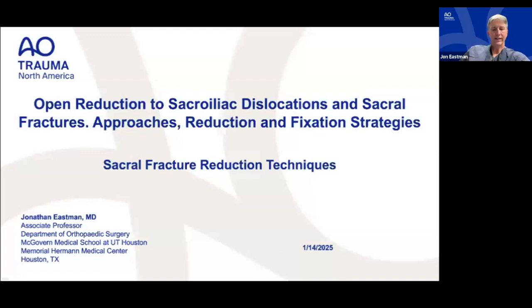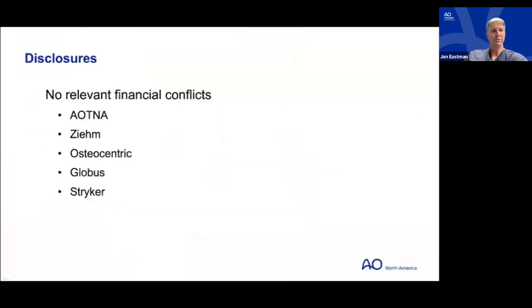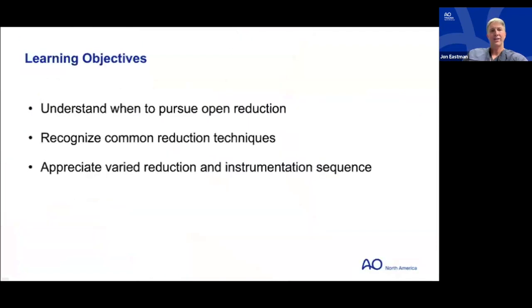All right, so we'll switch modes and go to sacral fracture reduction techniques, but also no relevant financial disclosures to make. And just some objectives again. I think the concept, we're here talking about open reduction, but one of the things is just understanding when you have to do it. And I think that'll be pretty cut and dry. But then we'll cover some common reduction techniques and then hopefully spend some time delineating some of the nuances of sequencing of reduction, fixation, and different modes of how you can go back and forth and what you should look out for.